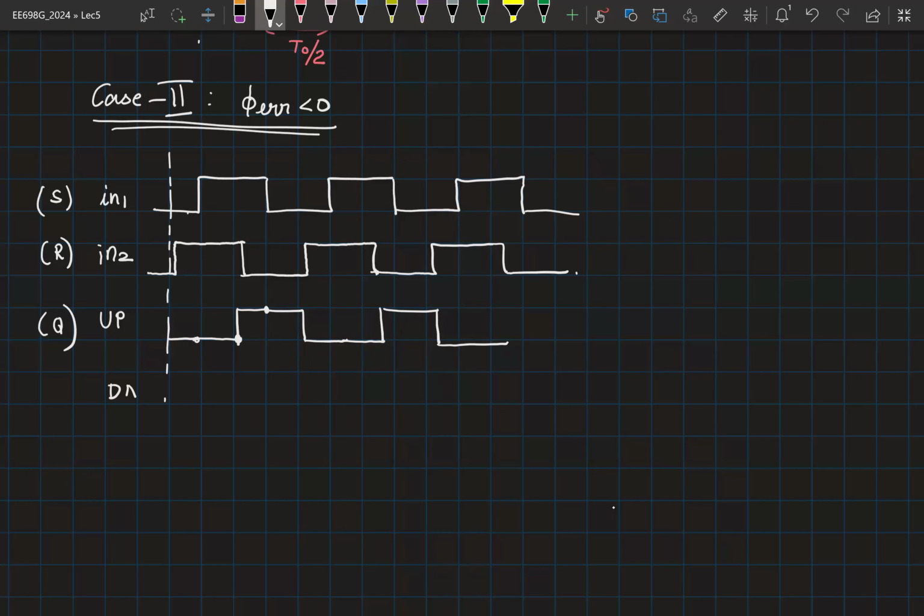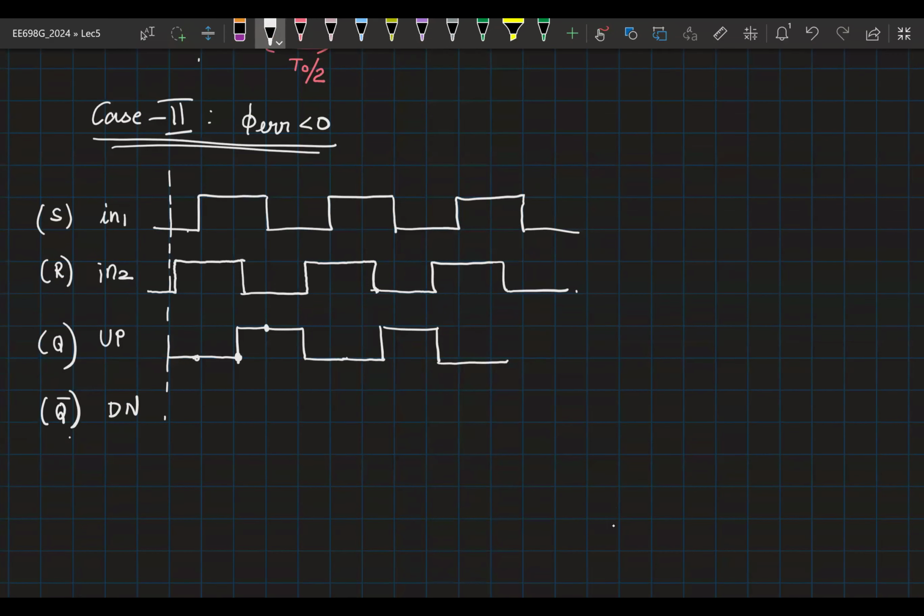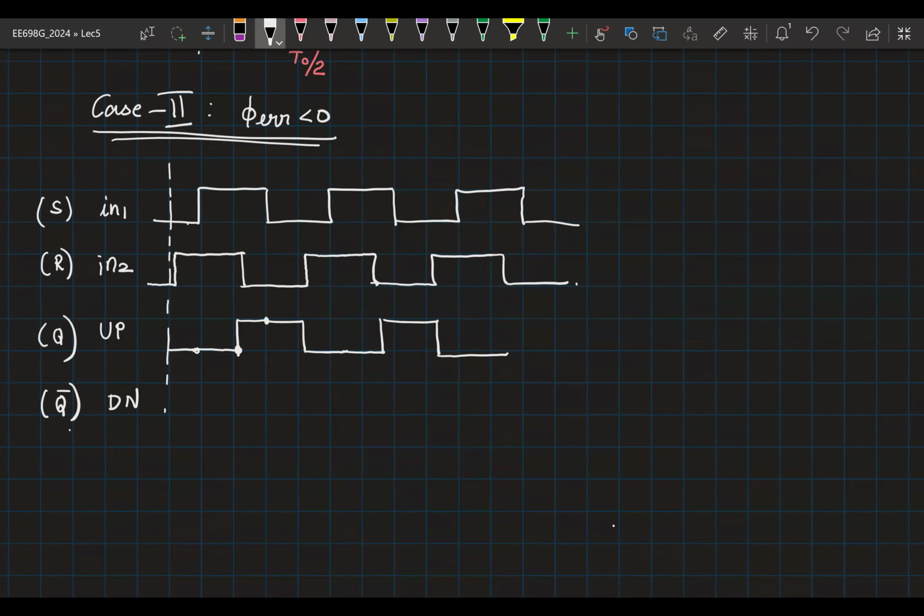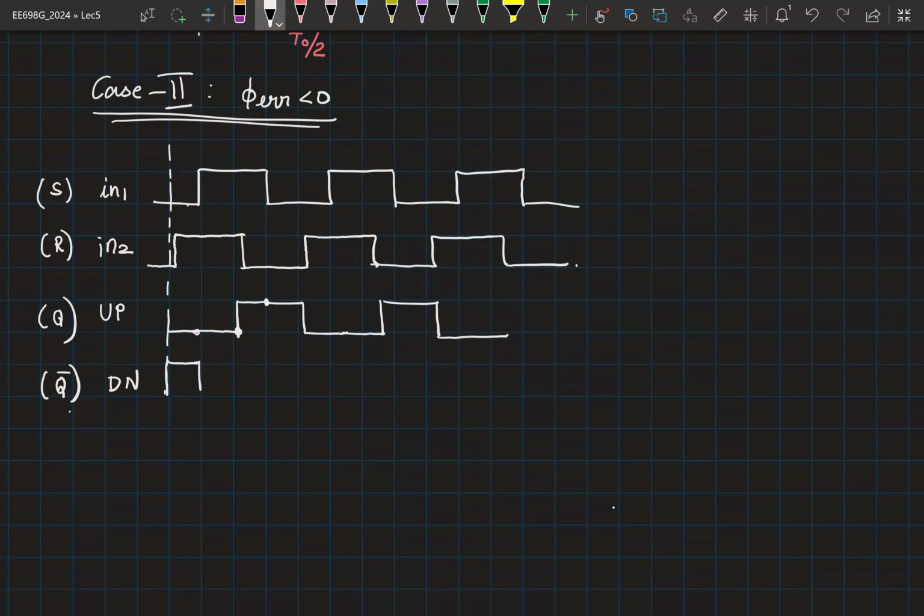Now we look at the down signal. Here S is 0 and R is 1, which means your down is high. Then both of them are 1, so it comes down. What happens here? S is 1, R is 0. Therefore, it remains. And then 0, 0, it holds. Okay? And then I can repeat the waveform.